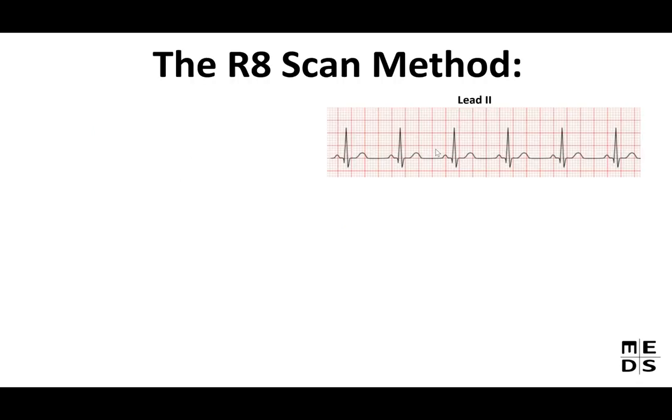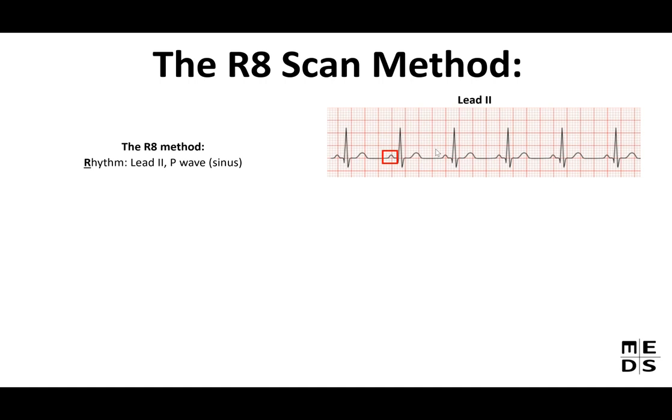Okay, so lastly, this is called the R8 scan method. So over here, like I said before, when you're looking at all the 12 leads on the EKG, you want to look at lead 2 because this one is going mostly in the same direction as the propagation of the charge from the negative electrode to the positive electrode in the heart. So you're going to have 8 R's you're going to want to look through when you're looking at the 12 lead EKG.